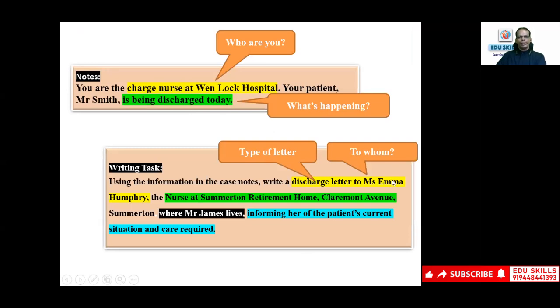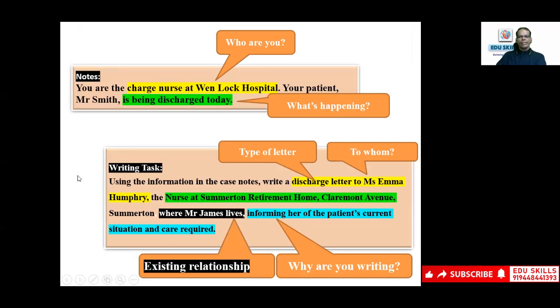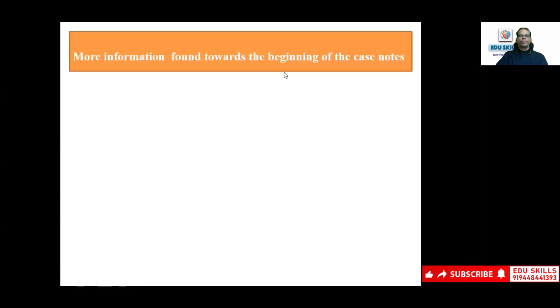To whom are you writing? It will be found in the writing task. Why are you writing? The reason for writing is also found in the writing task. And the existing relationship, the known case and unknown case, what you state is very important as regards the purpose. The whole letter will change depending on whether the person has a previous relationship with this particular patient. So these are the ideas that you have to find out from the case note for writing your purpose. More information is found towards the beginning of the case note.